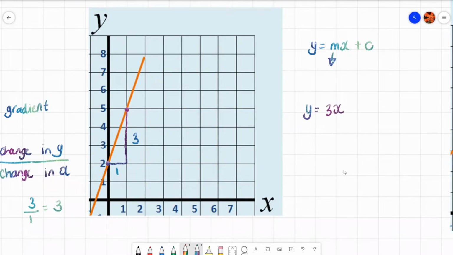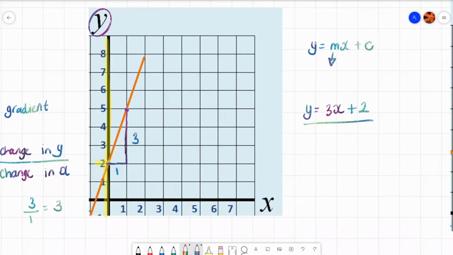Now I need to replace the c with where my graph crosses the y-axis. Well, this is the y-axis, and I'm just going to highlight it. The graph crosses the y-axis here at number 2. So I'm going to write plus 2. And that's the equation of my line: y equals 3x plus 2.